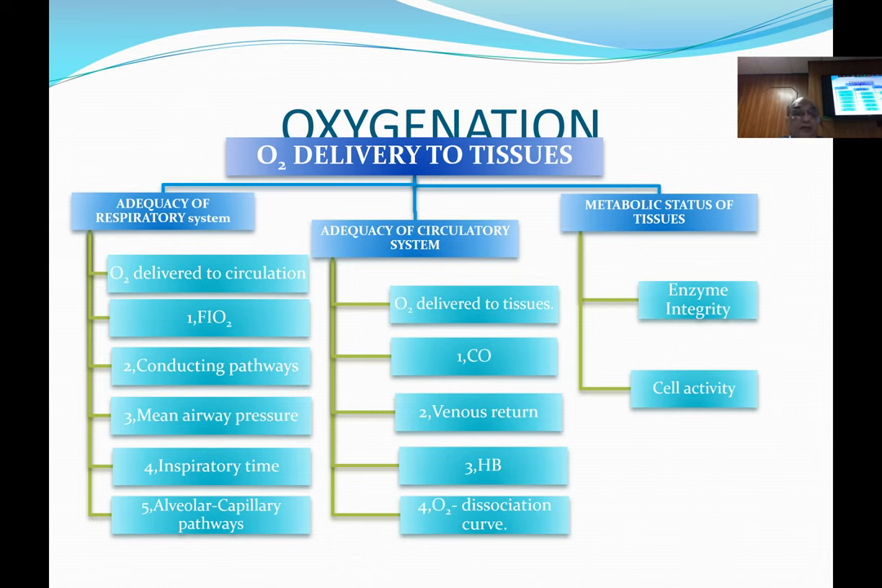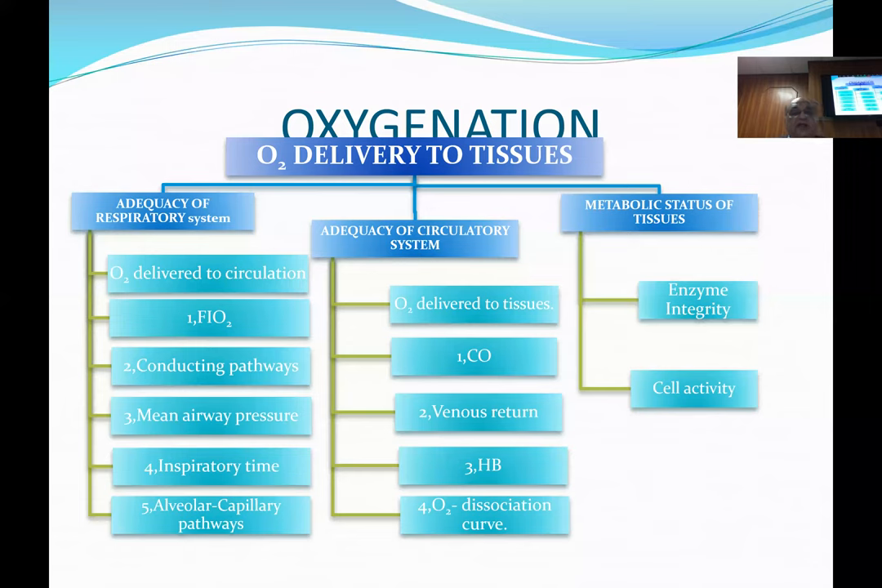That depends on FiO2. That depends on the conductive pathway. That depends on the mean airway pressure. That depends on inspiratory time. That depends on the alveolar capillary pathway. Oxygen delivered to circulation by the respiratory system depends on these five things. Along with this you check how much percent oxygen is being given, what the condition of the conductive pathway is, what the mean airway pressure is, what the inspiratory time is, and whether there is any obstruction in the alveolar capillary pathway. There can be alveolar edema, interstitial edema, or less perfusion.